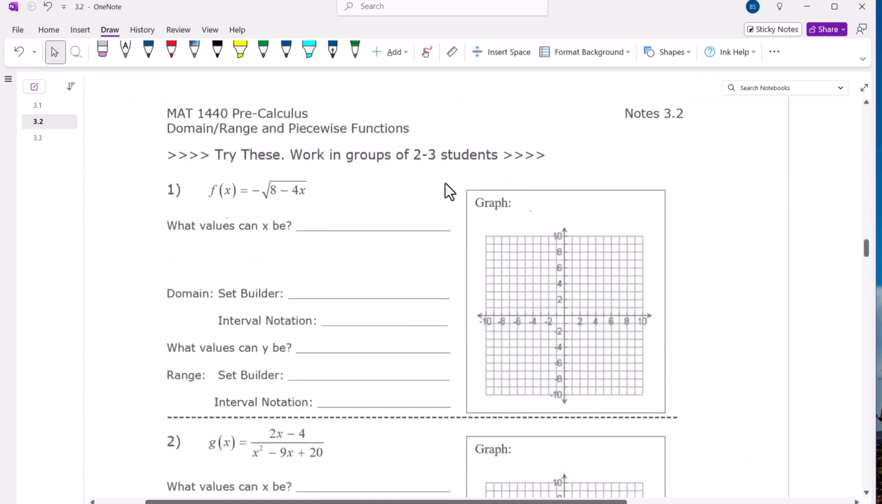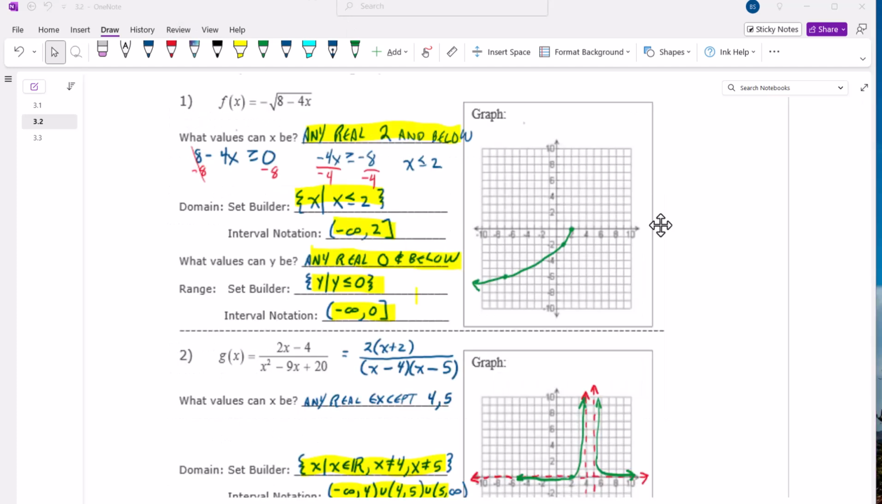And pause the video so you can work on these on your own, because you'll learn more that way than if you just keep copying. So pause your video, and then when you're ready to check your work, just resume. Okay, so you go ahead and check what you did on this.